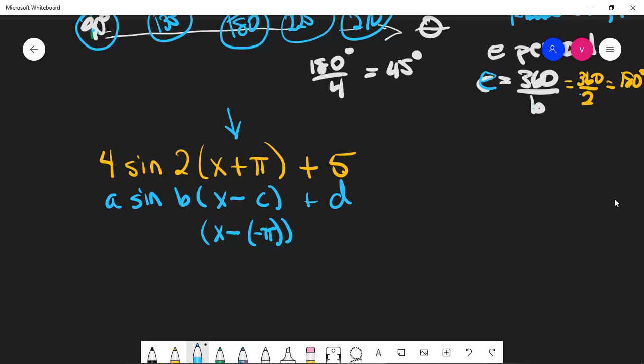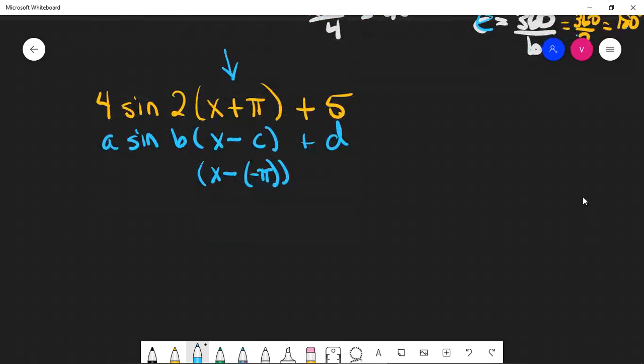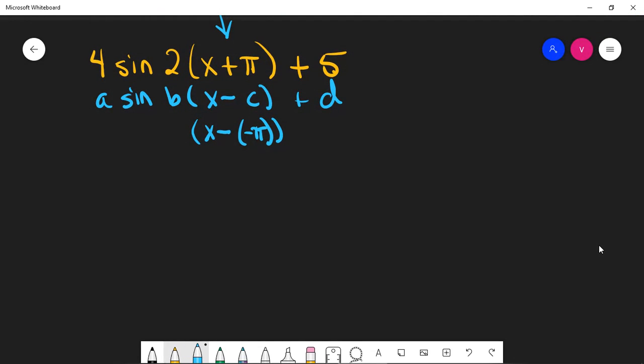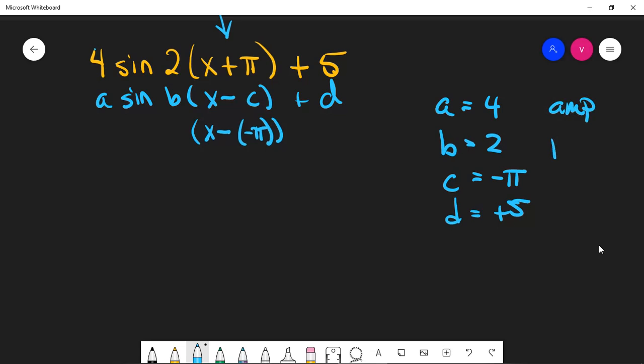Let's write down the ABCs of this one. The amplitude would equal 4. The period constant would equal 2. The phase shift would be negative pi, because it's x minus the phase shift. So the way you get the plus is a minus there. That would be negative pi. And then your vertical shift would be plus 5. That's your D. So that's the amplitude, period constant.